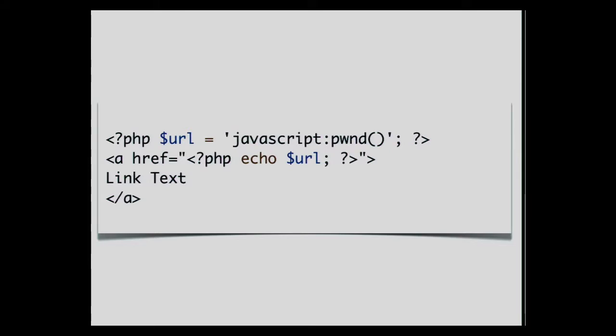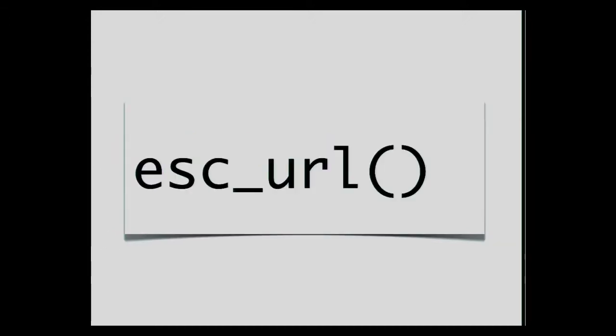All right. Let's revisit that example, except now we're echoing out into an href. So now, you see in that exploit, there are no quotes, there are no angle brackets. It's just using the pseudo protocol for JavaScript. So we need to protect against that specifically. And we use esc_url for that.